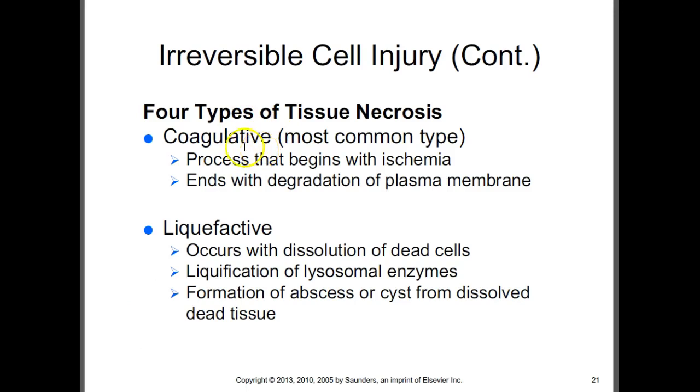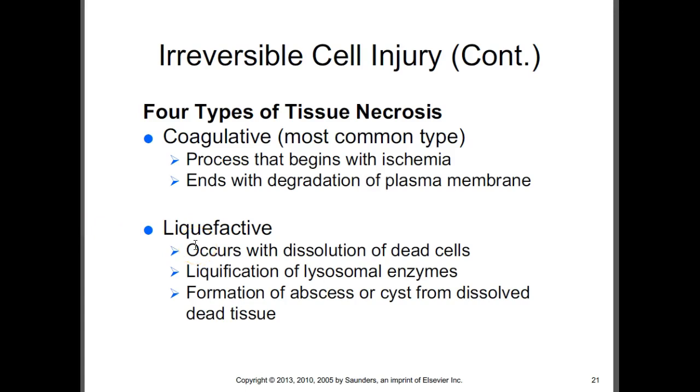The most common type is coagulative necrosis, right? It's a process that begins with ischemia, so lack of blood flow to the tissue. So when there's a lack of blood flow to the tissue, that means that there is no way for that cell to undergo any mechanisms to make ATP, and then it eventually ends with degradation of the plasma membrane, and the cell basically dies. So you'll see that in most muscle cells, and so on, right?